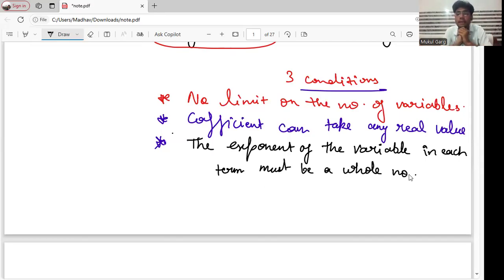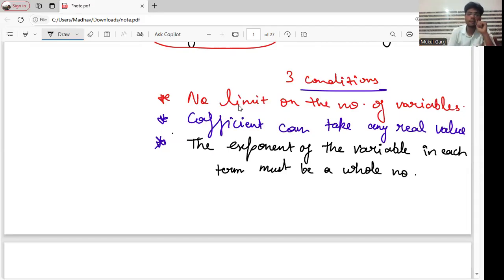हर एक वेरिएबल का एक्सपोनेंट किसी भी टर्म में, हर एक टर्म में वेरिएबल का एक्सपोनेंट हमेशा एक होल नंबर होना चाहिए. अगर वो एक्सपोनेंट होल नंबर नहीं है, सो हमारा अलजेब्रिक एक्सप्रेशन पॉलिनोमियल नहीं होगा. ये सबसे इंपॉर्टेंट कंडीशन है, हमें यही चेक करना है.